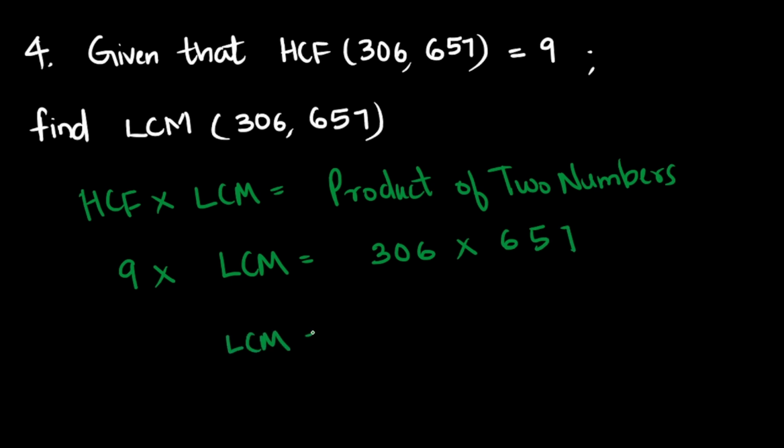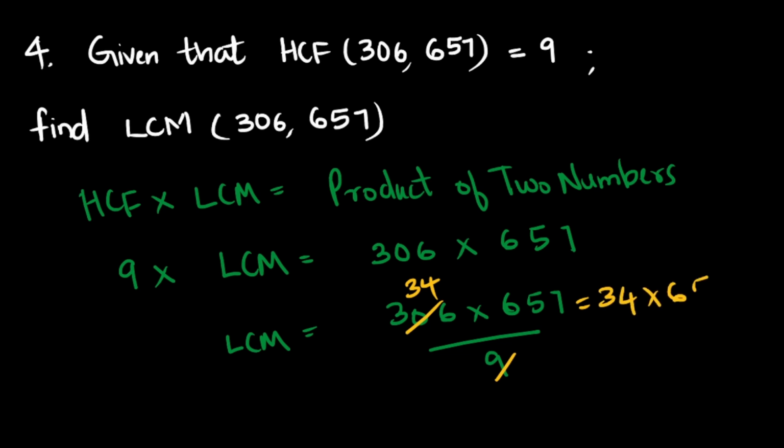So LCM will be equal to 306 into 657 divided by 9. When you cancel 9 and 306, you will get 34. Now you need to multiply 34 into 657. When you multiply, you will get the final answer as 22338. This is the final answer.